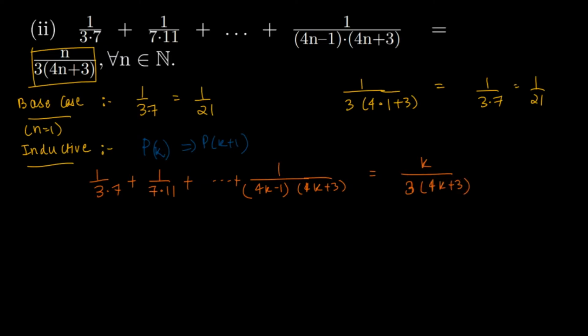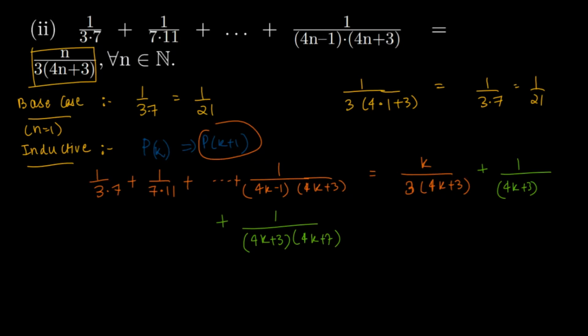Now, in order to prove P of k plus 1, we just add another term, and that other term is 1 over 4k plus 3 times 4k plus 7. Instead of k here, you just put k plus 1, and that gives you this term. Let me erase this. And since you added this on the left hand side, you also add this to the right hand side. So this gives you 1 over 4k plus 3 times 4k plus 7. The left hand side, again, as before, is sorted out.